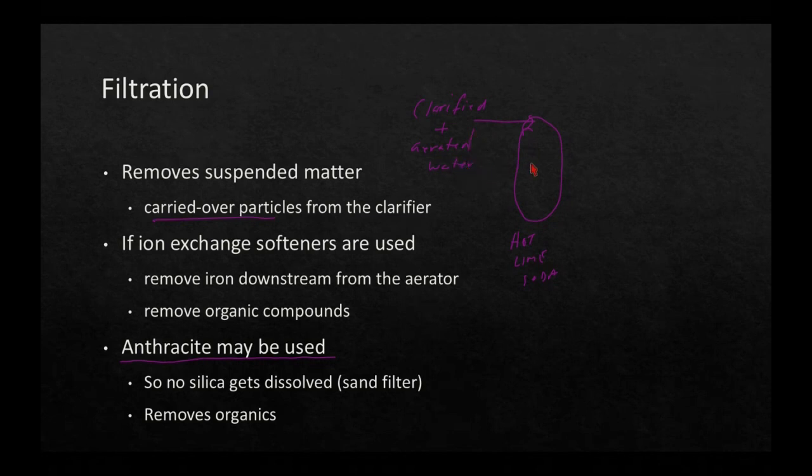It goes into the hot lime soda softener, and this might be, say, 110 degrees Celsius in there. So we're removing scale forming compounds, dissolved solids, and silica. The effluent from the hot lime soda softener, we need to filter it. So we've got a filter bank here.